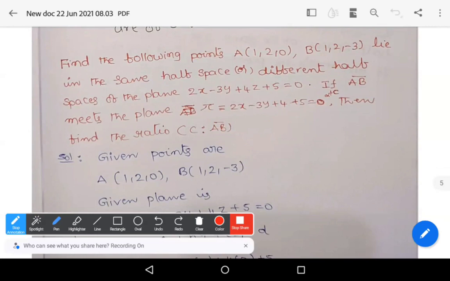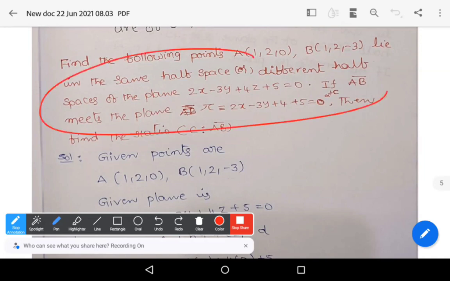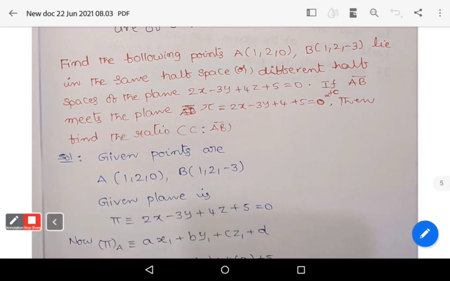Find whether the points A(1, 2, 0) and B(1, 2, -3) lie in the same half space or different half spaces of the plane 2x minus 3y plus 4z plus 5 is equal to 0. If AB bar meets the plane pi at C, then find the ratio C is to AB bar. The question may be lengthy, but the answer is very simple and easy. Let us calculate.